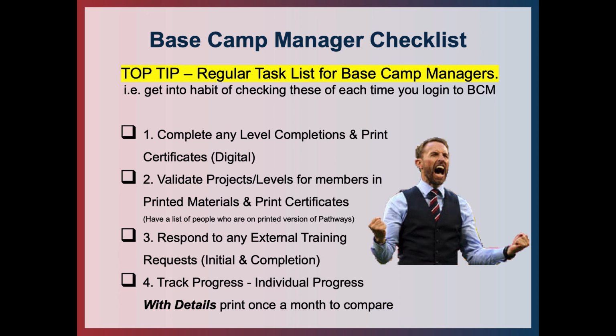They are: any member who's going on digital, you need to validate their level completion and print off the certificate so that you can give it at your next club meeting. Any members who are going through print, you need to validate any project or level they complete and print off any certificates. If anyone's doing external training outside your home club, you need to respond to that initial request and the completion request. And then once a month, I'd recommend doing the track progress so you can see how people are going and help those who are in need of assistance.